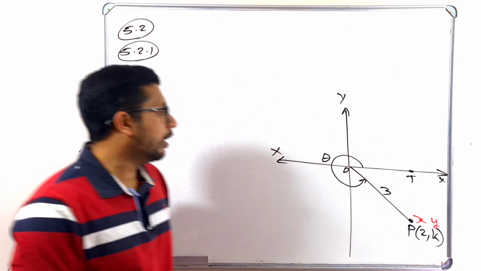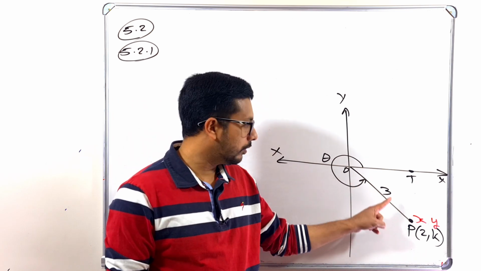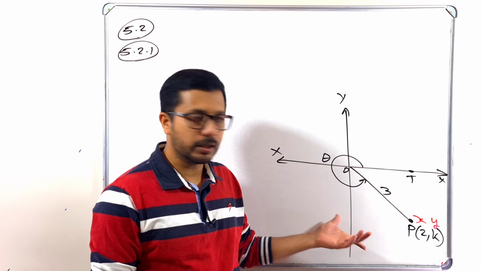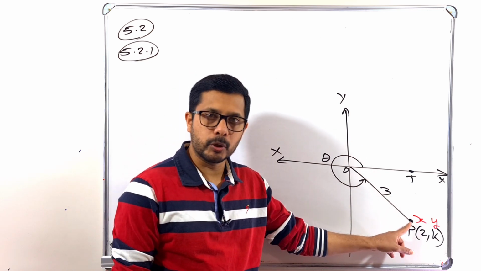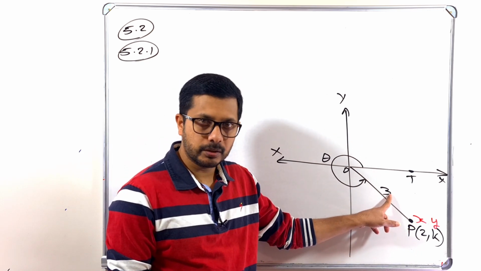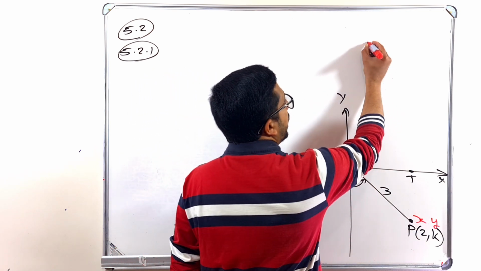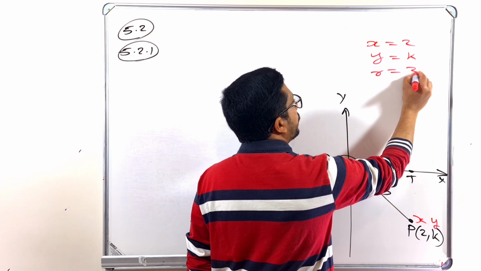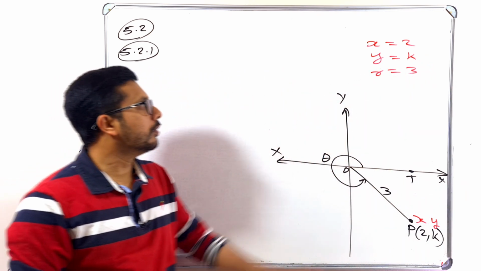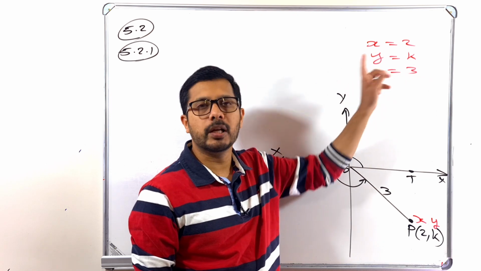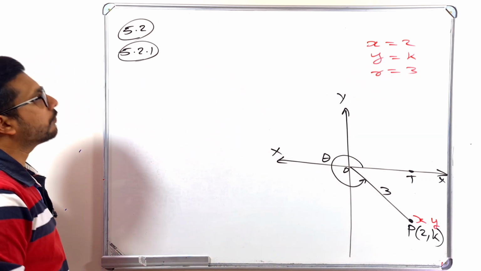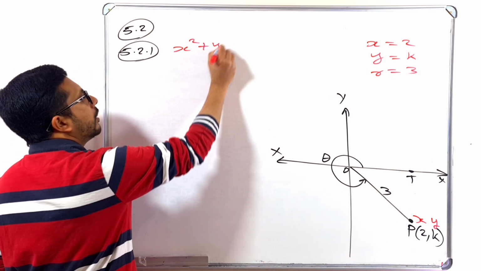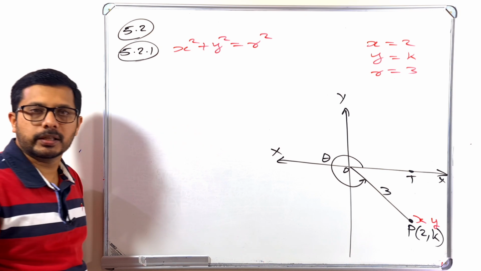Now what is this 3? Normally we take this length as the radius or hypotenuse. So r is 3. So the values that we know now are x is 2, y is k, and r is equal to 3. The question is to find the value of k, that means the value of y. What is the formula? The Pythagoras theorem: x squared plus y squared is equal to r squared.